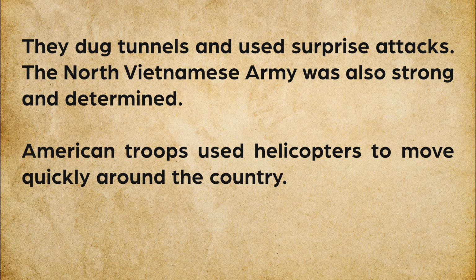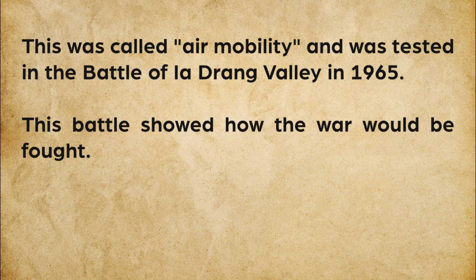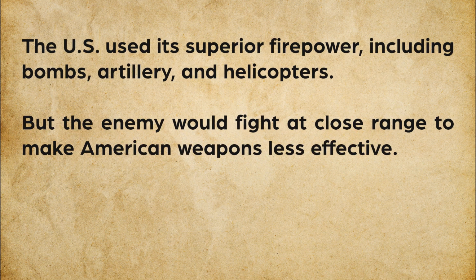American troops used helicopters to move quickly around the country. This was called air mobility and was tested in the Battle of Ia Drang Valley in 1965. This battle showed how the war would be fought. The U.S. used its superior firepower, including bombs, artillery, and helicopters. But the enemy would fight at close range to make American weapons less effective.